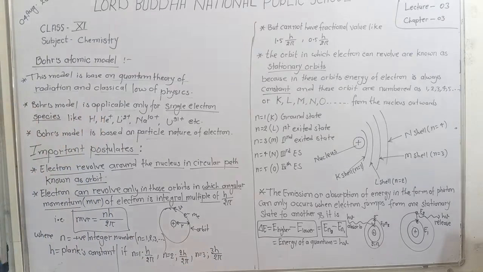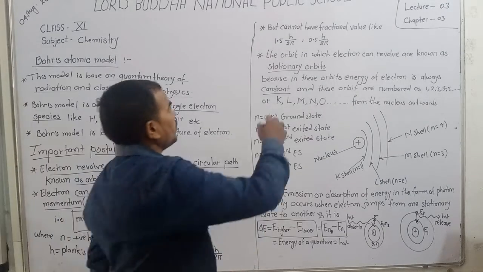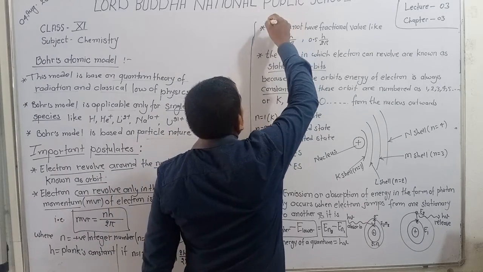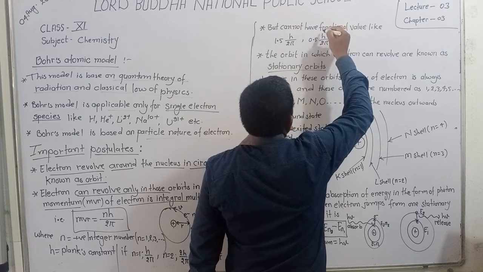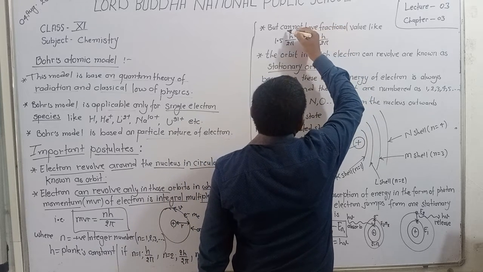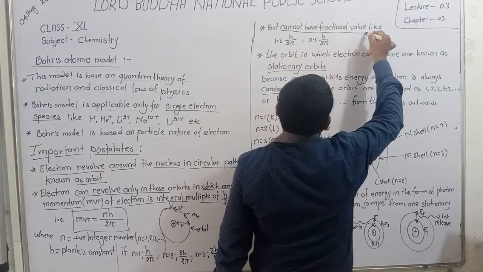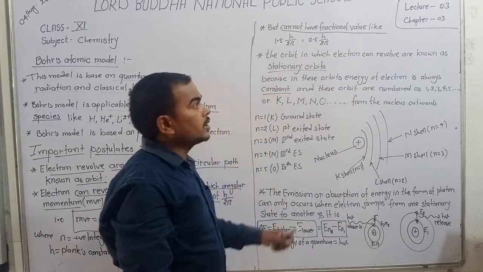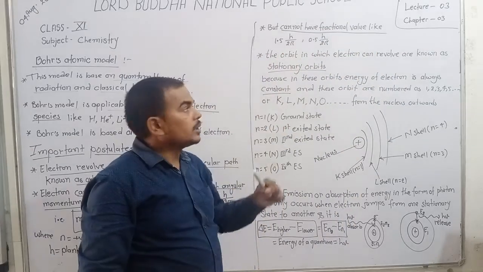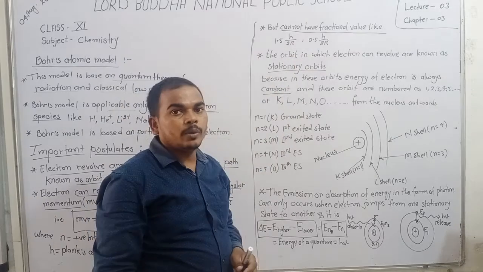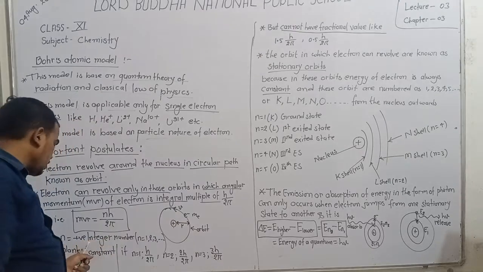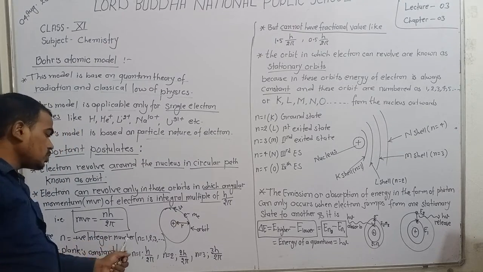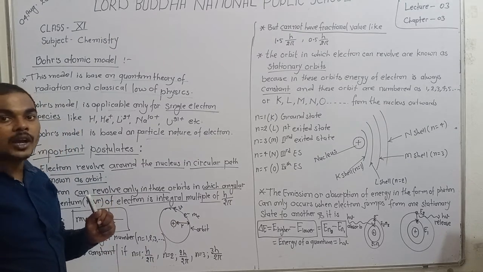Okay. Dear student, but always remember that the angular momentum of an electron cannot be a fractional value like 1.5 h upon 2 pi or 0.5 h upon 2 pi. It is not possible. Always remember, n is a positive integer, not a fraction.